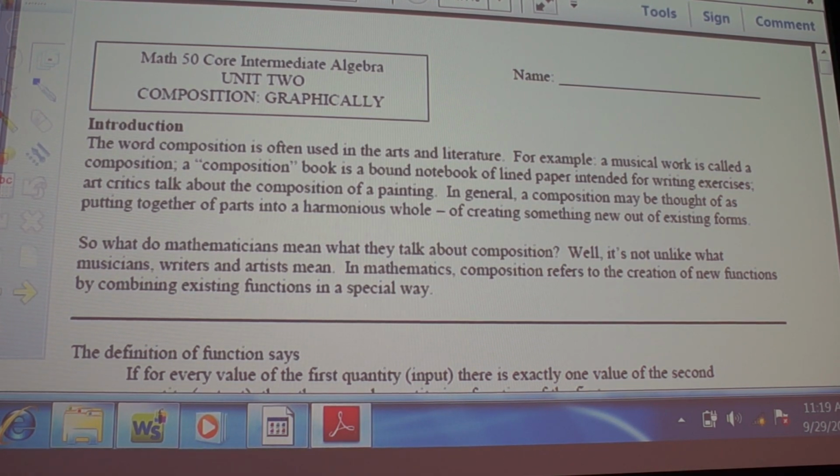The introduction? Yep. The word composition is often used in the arts and literature. For example, a musical work is called a composition. A composition book is a bound notebook of lined paper intended for writing exercises. Art critics talk about the composition of a painting. In general, a composition may be thought of as putting together of parts into a harmonious whole, of creating something new out of existing forms. So what do mathematicians mean when they talk about composition? Well, it's not unlike what musicians, writers, and artists mean. In mathematics, composition refers to the creation of new functions by combining existing functions in a special way.